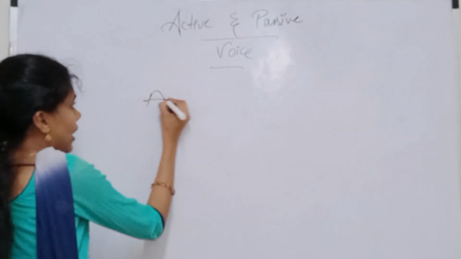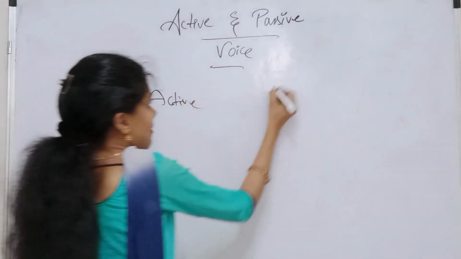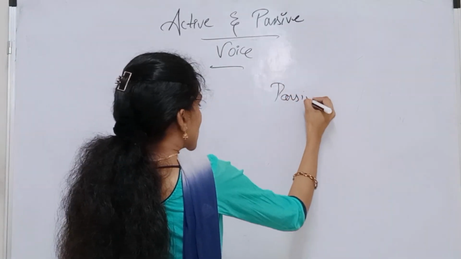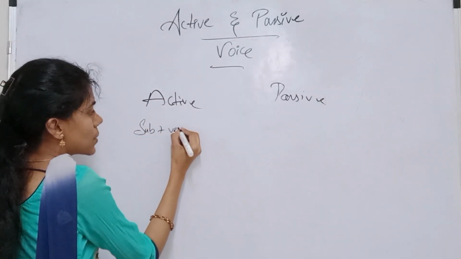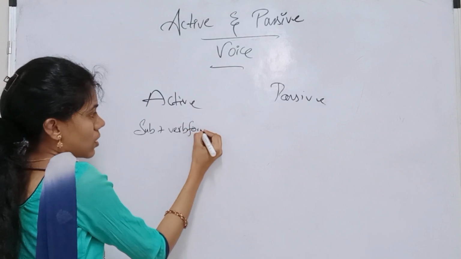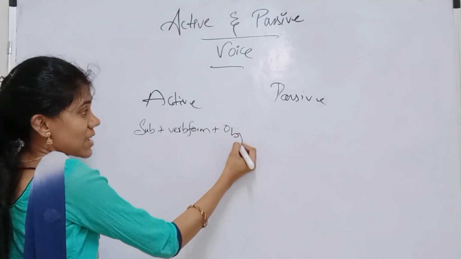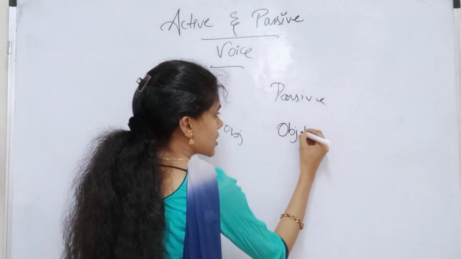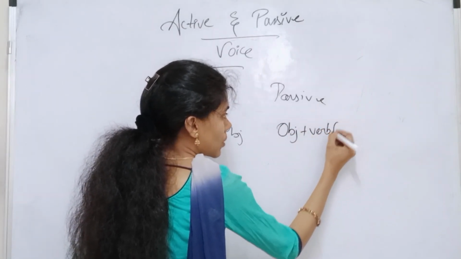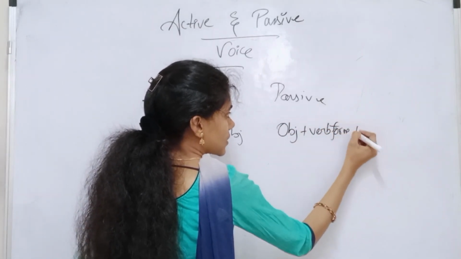So basically, you have to remember one thing about active voice and passive voice. Active voice means subject plus verb form plus object. This is what we use casually. But in passive voice, it comes as object plus verb form plus subject.